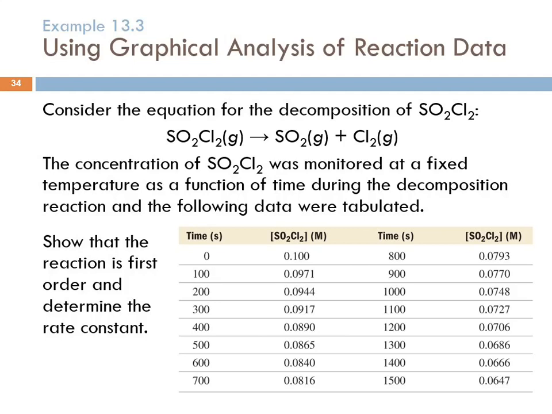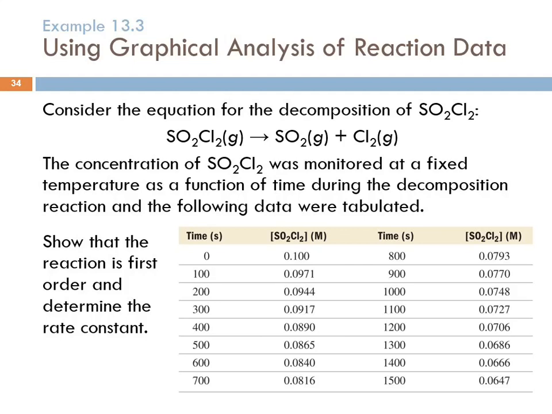Well, how did we figure out what the order was in the previous examples? We needed the rates, right? We looked at the concentration and the rate. We don't have the rate measured here. Could you figure out the rate from this table? You could. You could take the change in concentration divided by the change in time, and that would give you the average rate for that time period. But here we're going to use graphing instead.